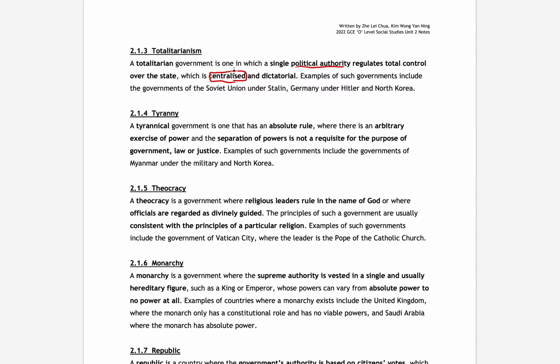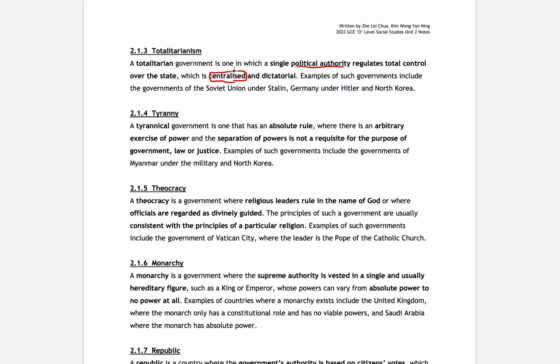Examples, for those who take history, you would know that the USSR under Stalin was a sort of totalitarian government because everything had to be reported back to the Politburo in Moscow, and of course it went straight to Joseph Stalin. Hitler as well, he took control of all decisions that had to be made, so everything needs to go through Hitler in Berlin. And of course, today's North Korea with Kim Jong Un, and well, yeah.